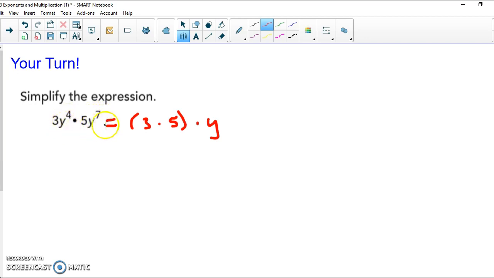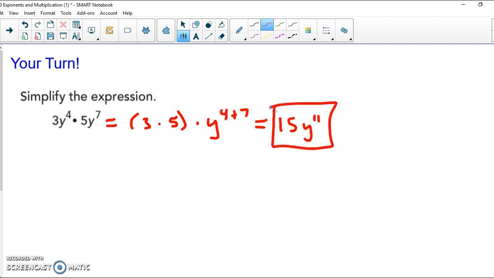So my base is the same, so that stays the same, and I'm going to add my exponents. And now as I simplify, 3 times 5 is 15. 4 plus 7 is 11, so I get 15y to the 11th power. Hopefully you did too.